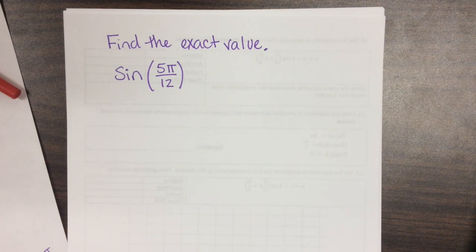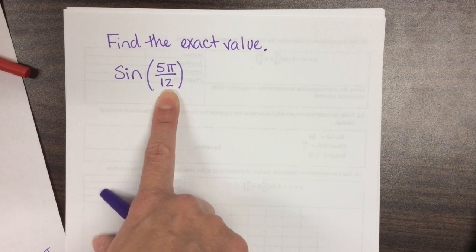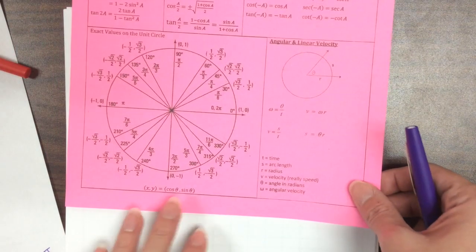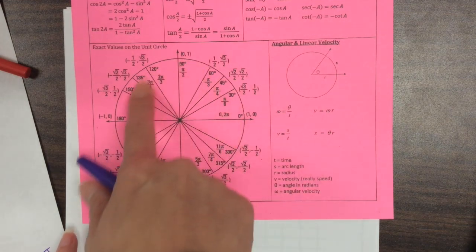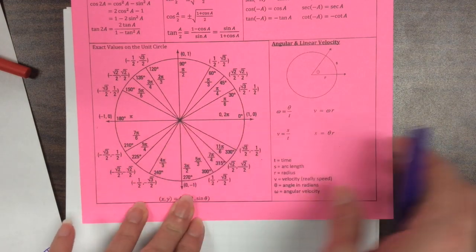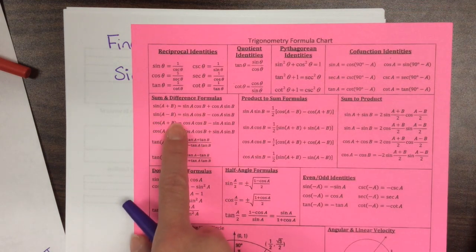Okay, this problem says find the exact value. Now, anytime a problem says find the exact value with trig, chances are you need to use your unit circle. And so the angle that we're looking for is 5 pi over 12. If you notice, we do not have a 5 pi over 12 here, but we can use what we have and break this angle into pieces using the sum and difference formulas.